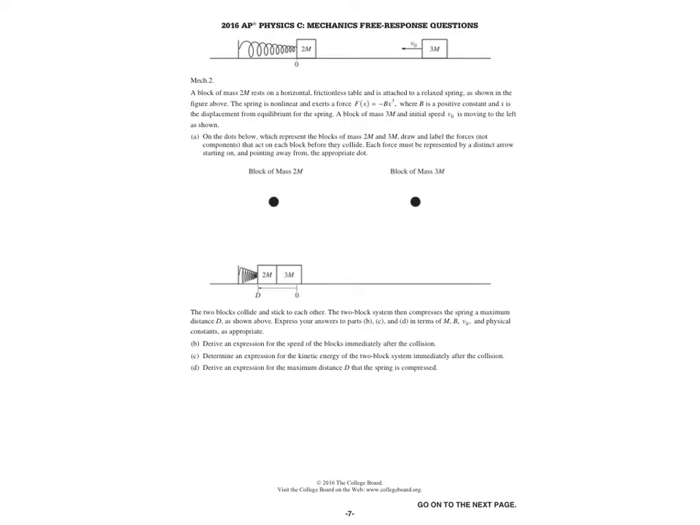A block of mass 2m rests on a horizontal frictionless table and is attached to a relaxed spring. Basically, that means it's at rest and there's no tension in it. The spring has a nonlinear force. Ooh, yay. Got a nonlinear force. So whenever you see nonlinear force in a spring, it means that the spring force does not equal kx. It's going to be equal to this factor, negative bx cubed. So don't get confused here. It's not this. Where b is a positive constant and x is the displacement from equilibrium.